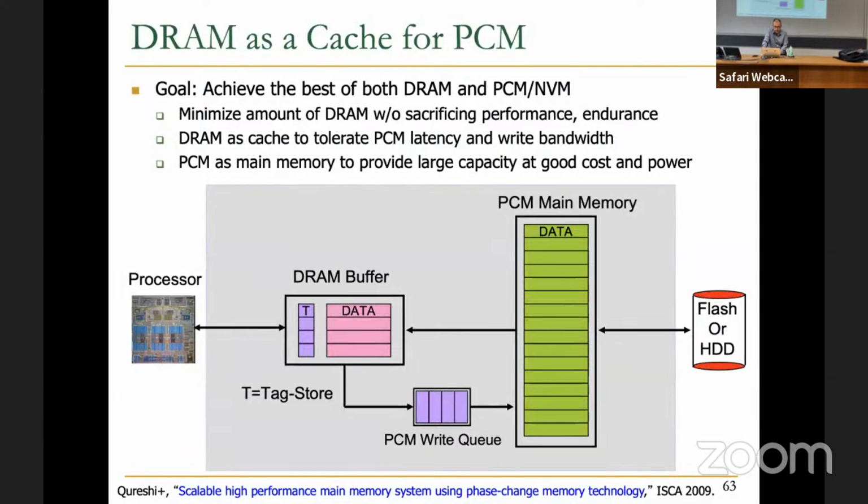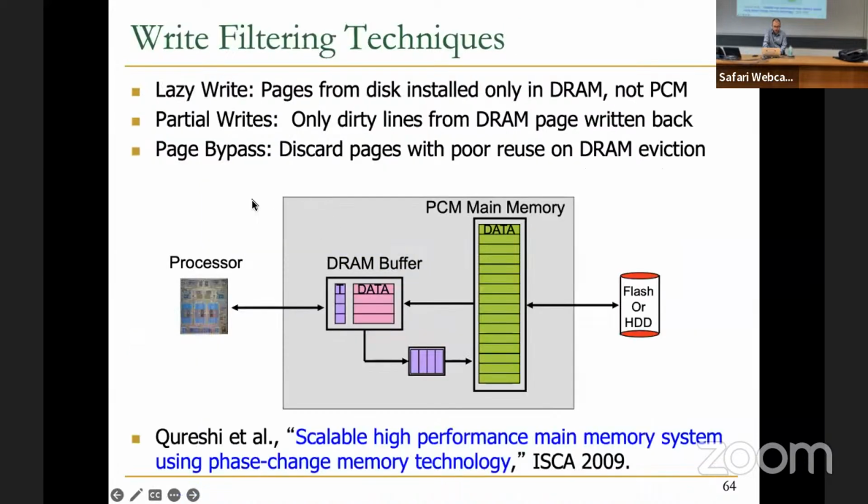So DRAM as a cache for PCM, the goal, as we discussed, is to achieve the best of both DRAM and PCM, or NVM. So it minimizes the amount of DRAM without sacrificing performance and endurance, and DRAM as cache tolerates PCM latency and write bandwidth. And of course, PCM as main memory provides large capacity at good cost and power. So here is your DRAM buffer. How you manage your DRAM buffer is a very good question to ask. And there are some techniques that this paper also discussed.